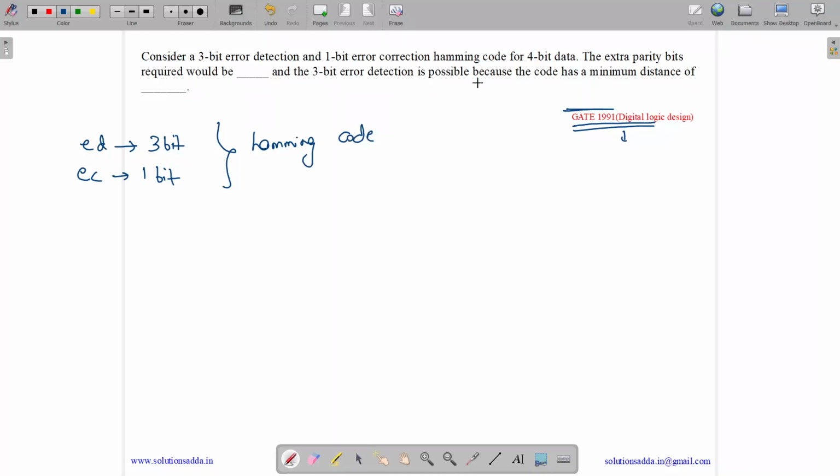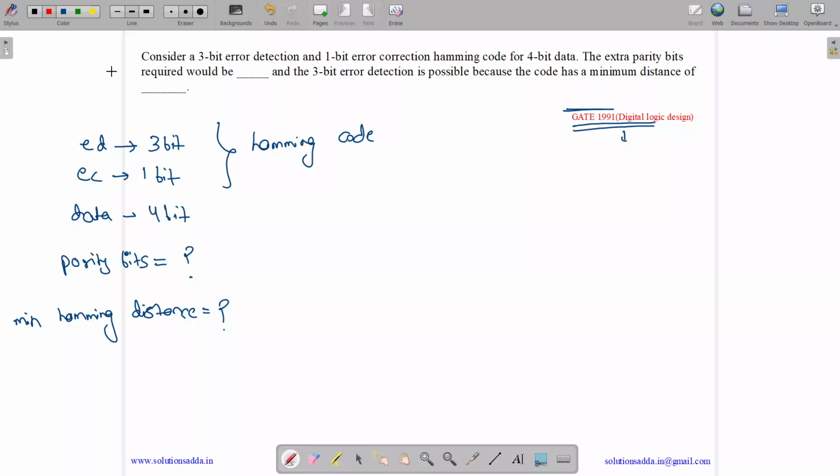For 4-bit data, the extra parity bits required would be, so here we have the concept of parity bits, even parity and odd parity, used for error detection and correction. It is asking how many parity bits are required. And 3-bit error detection is possible because the code has a minimum distance of, so we have something called the Hamming distance. It is asking for the minimum Hamming distance possible.